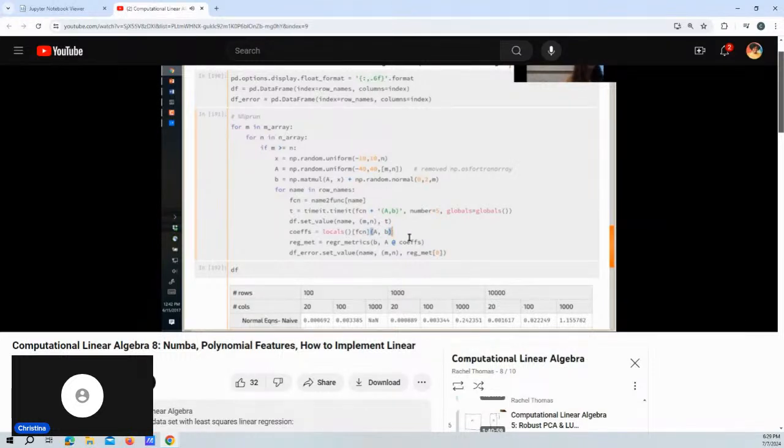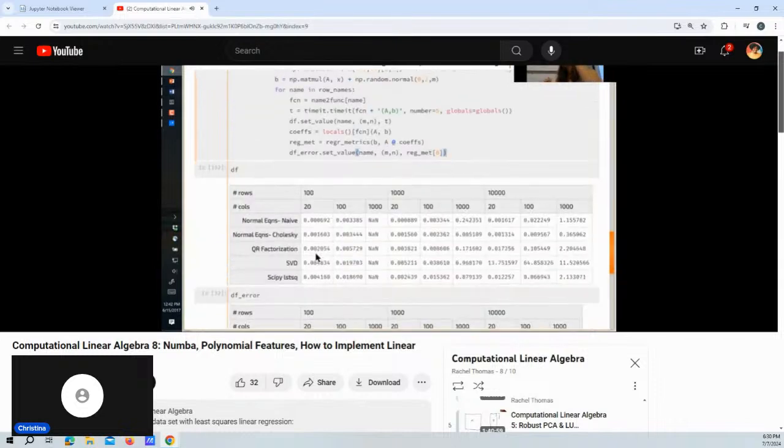So I've got the coefficients back, this is a little tricky. So function is a string, and so timeit you actually pass a string to. Here we're using locals to look up the actual variable with that name. Call that on A and B. And then check what the error is using our metrics on coefficients. And in this case, for simplicity, I decided just to look at the L2 error. So that's what I'm storing in my df error data frame.